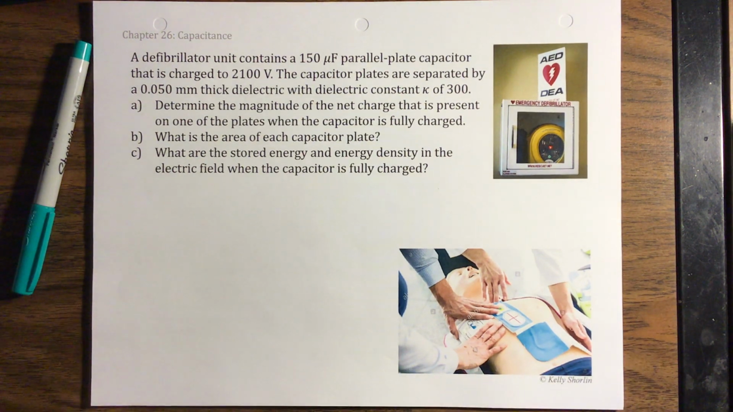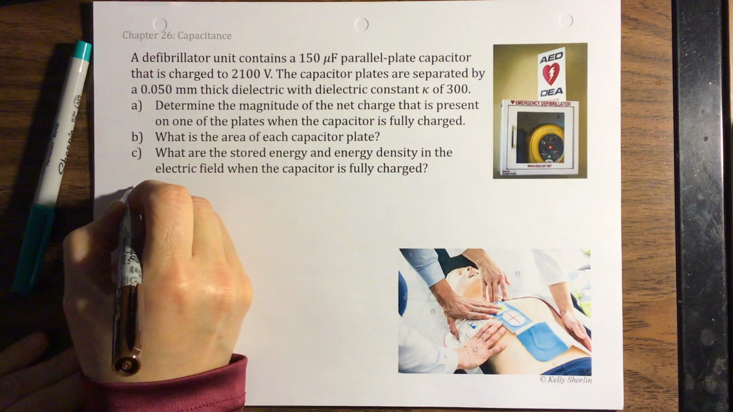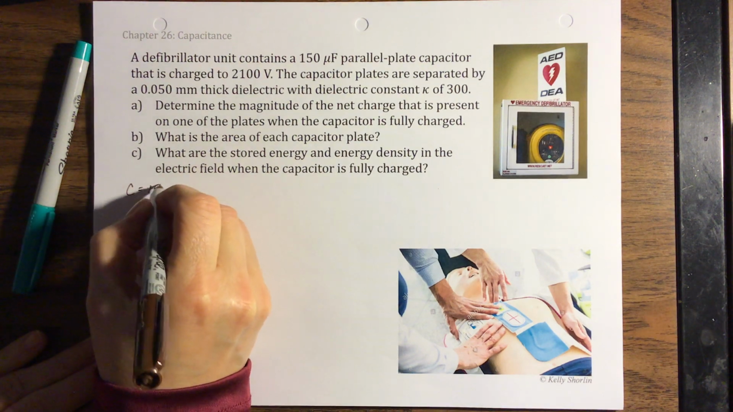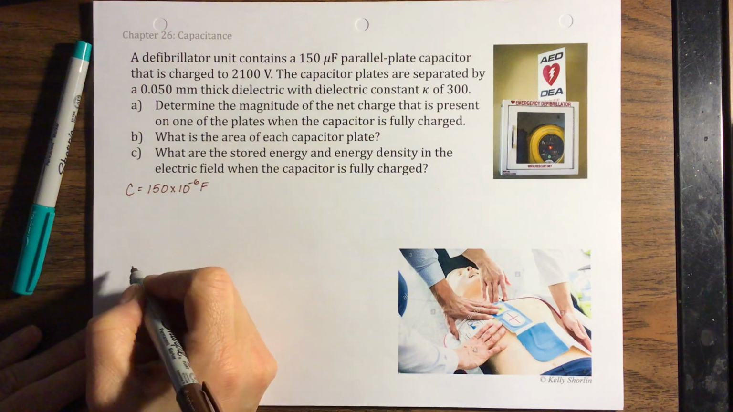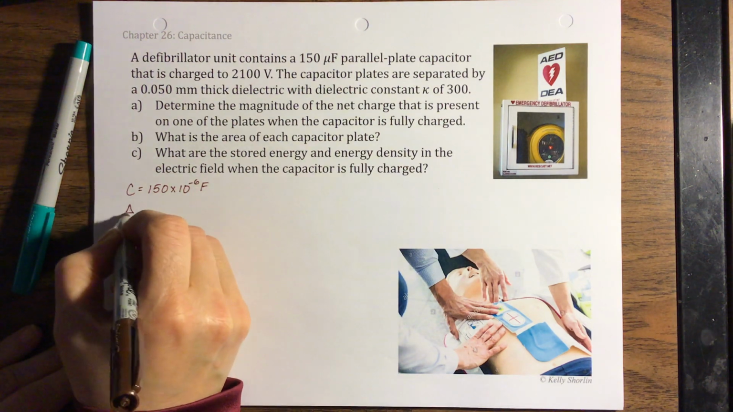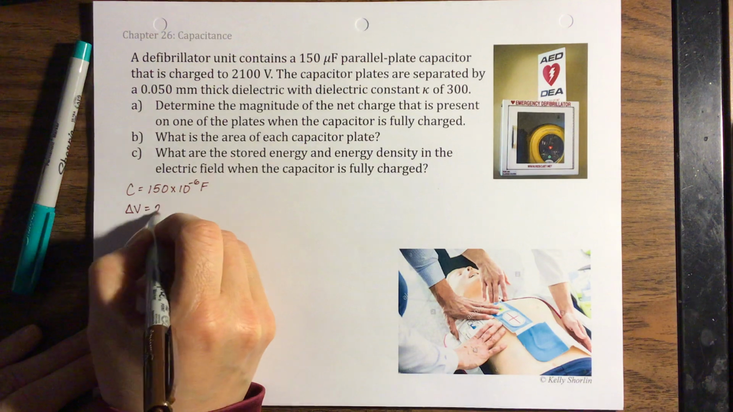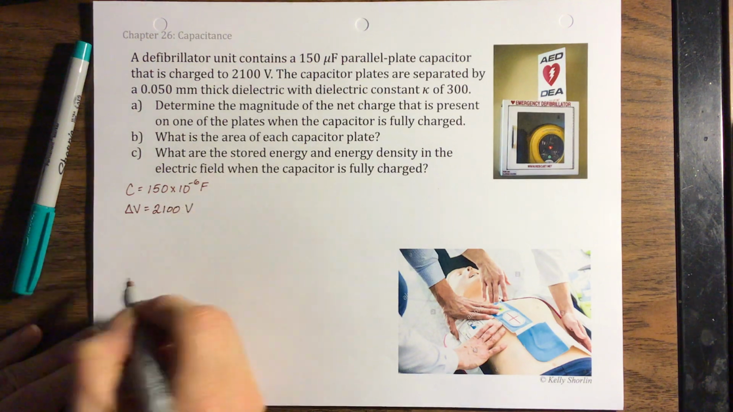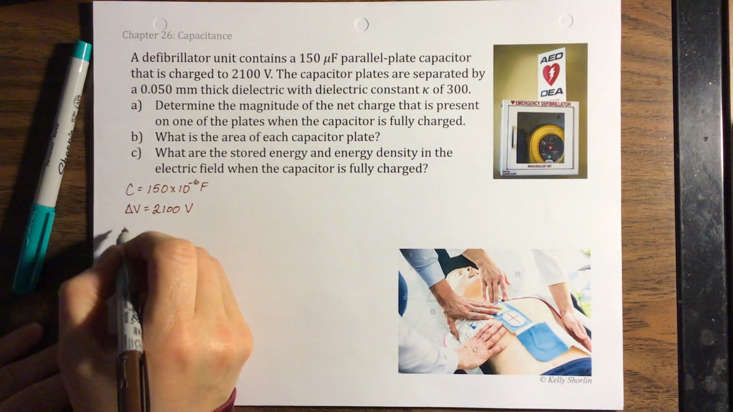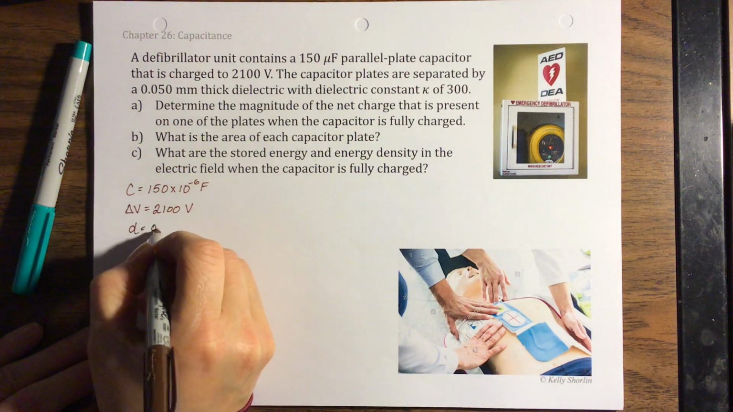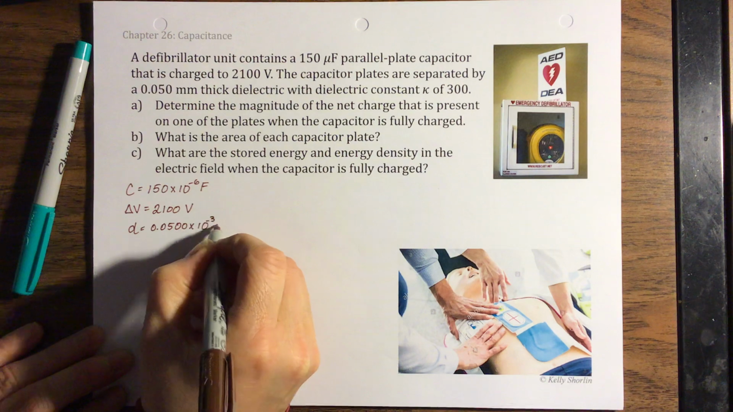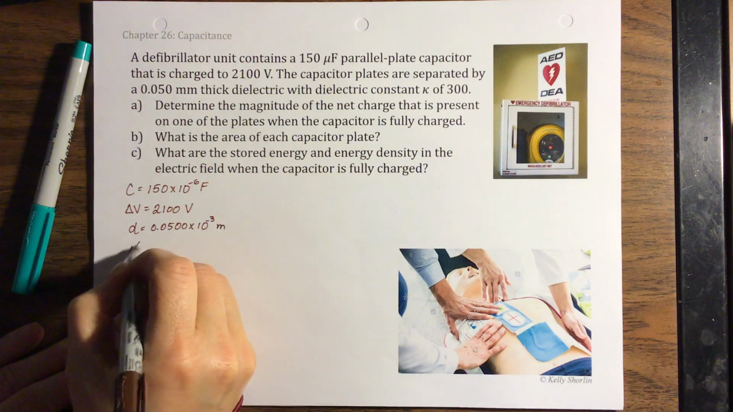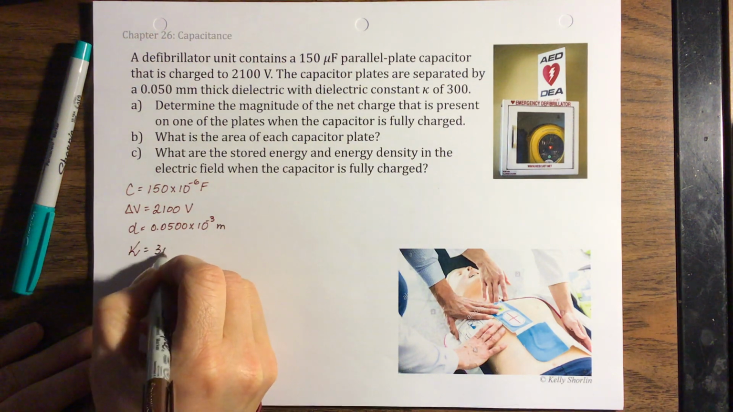Let's make a list of the things that we know. The capacitance is 150 microfarads, so 150 times 10 to the minus 6 farads. The potential across the plates of that capacitor when it's fully charged is 2100 volts. The plate spacing is 0.05 millimeters, so 0.05 times 10 to the minus 3 meters, and our dielectric constant is 300.